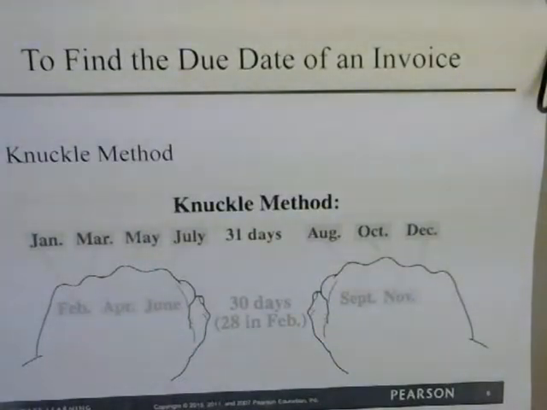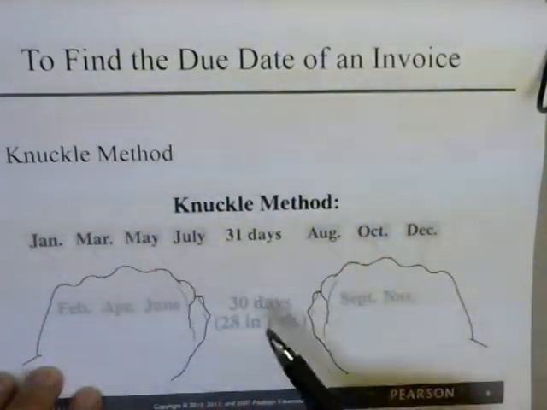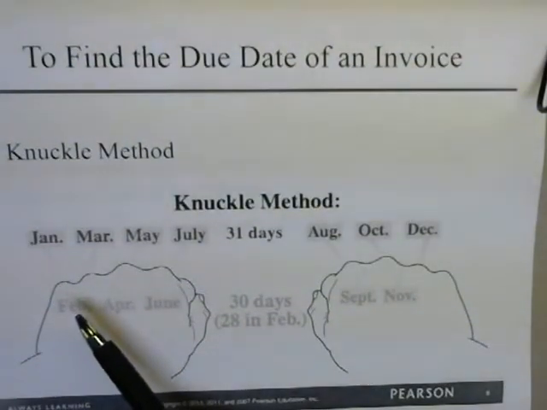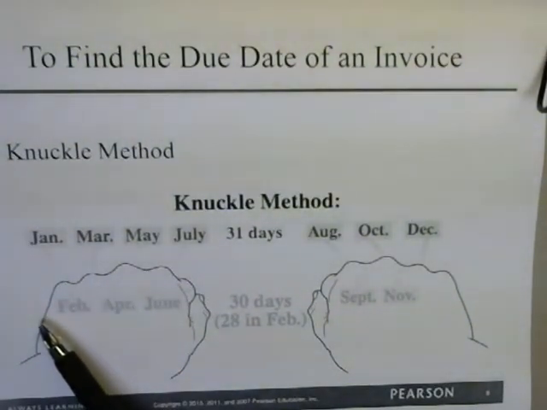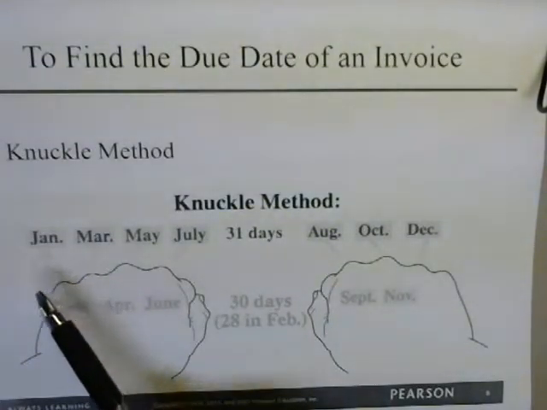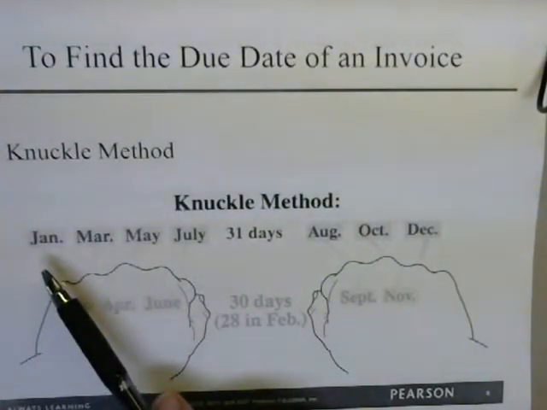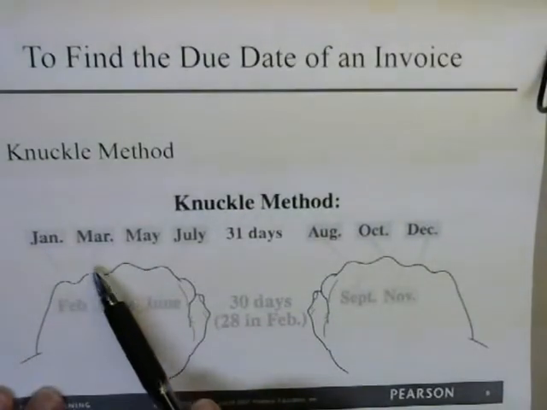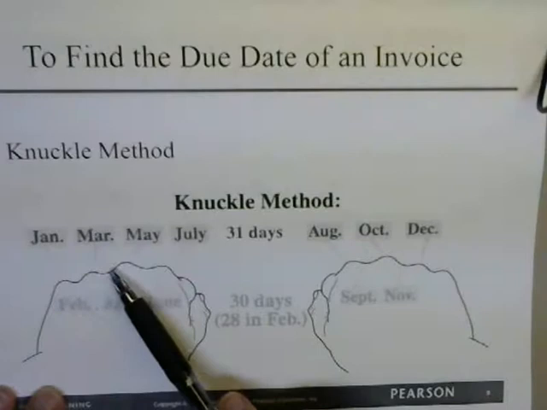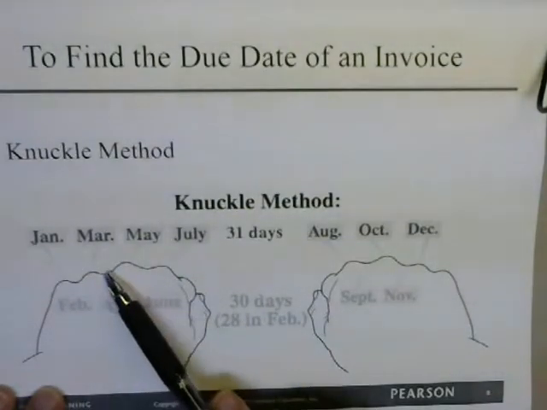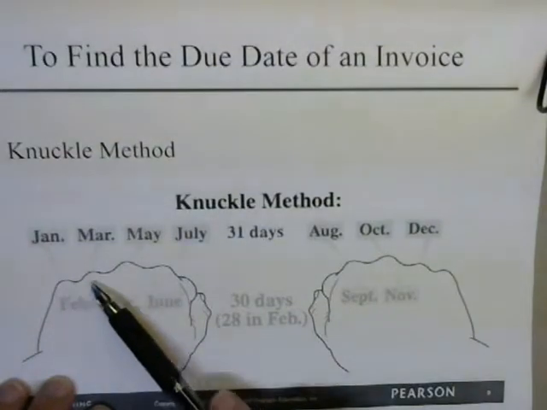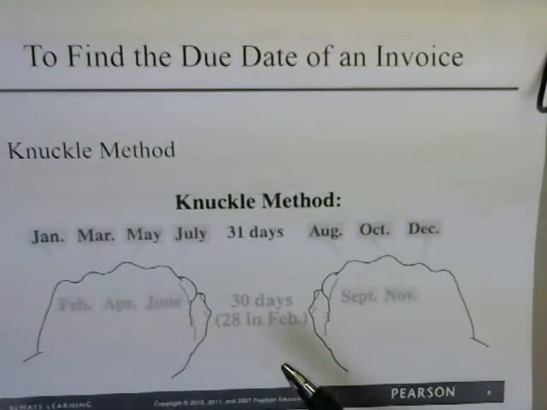So here's another method called the knuckle method. If you look at these, months that are on your knuckles will be 31 days, and months between the knuckles will have 30 days, except for February, which has 28.